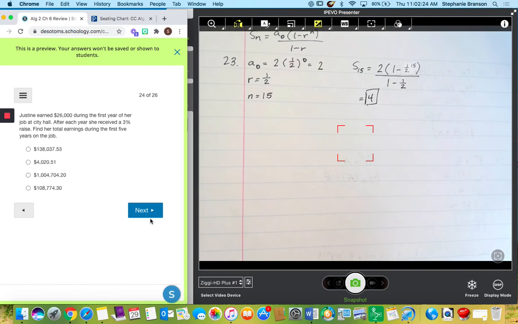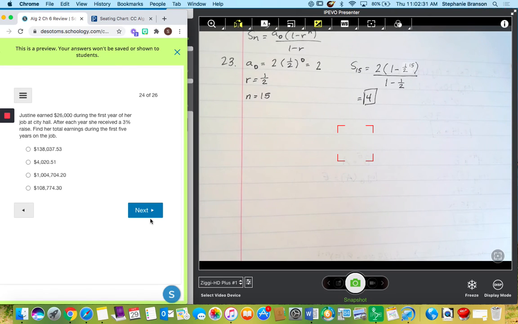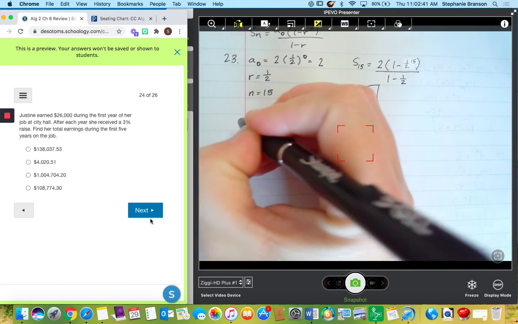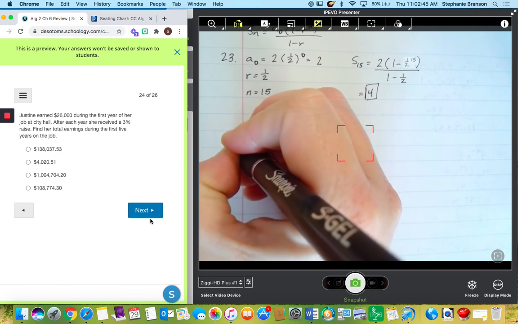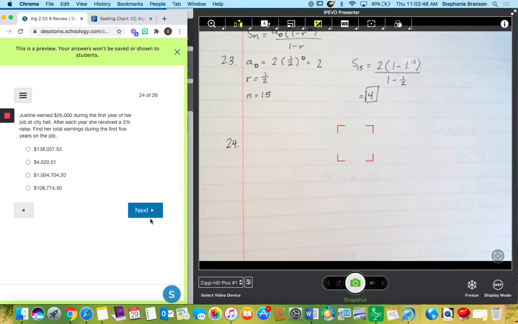All right, I'm going to be honest with you. When I worked this problem, I just thought it would be easiest to write out how much she earned and then add it all together, because sometimes it's hard for me to determine which formula to use where, okay?